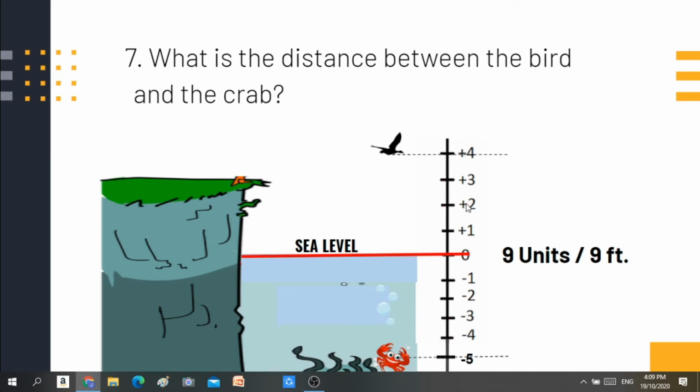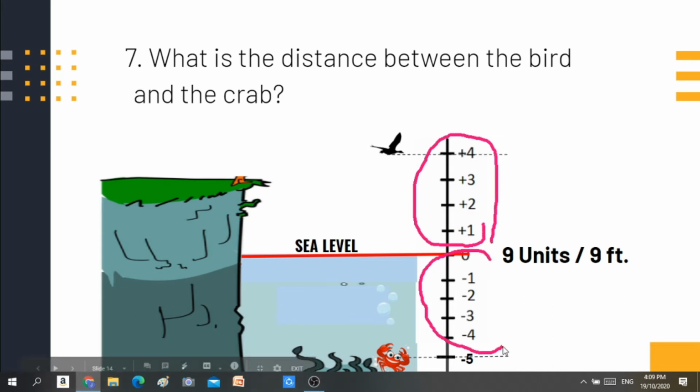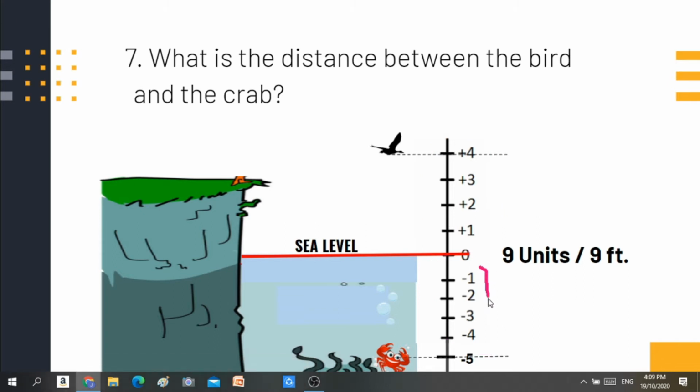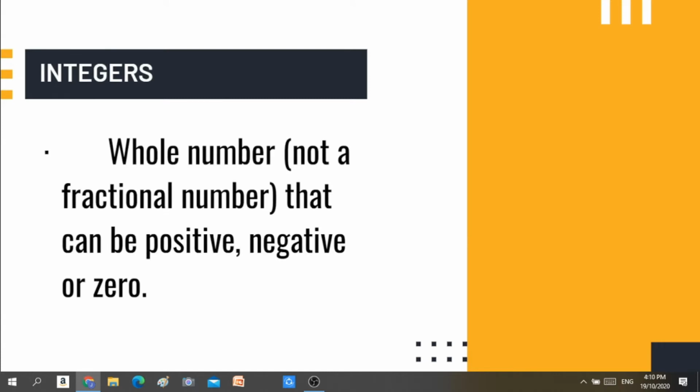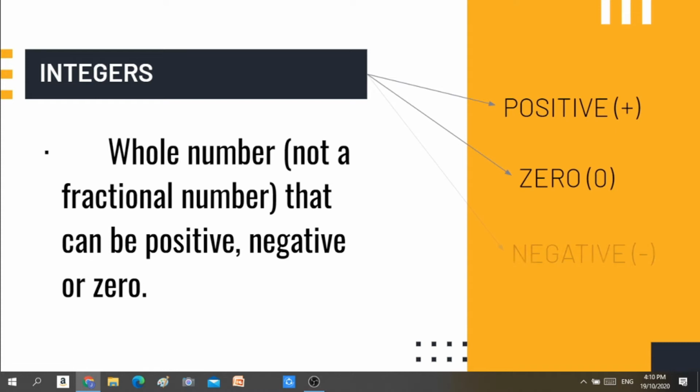So based on the activity, ano yung mapapansin nyo dito sa mga numbers na yan? So as representation, sa below sea level, ni-represent natin siya as negative numbers, and then sa taas, meron tayong positive numbers. And the sea level, kinonsider natin as 0. So ano kayang tawag natin sa mga yon? So that's what we call the integers. Integers are whole numbers, not fractional numbers, that can be positive, negative, or 0. Meaning to say, positive numbers, 0, and negative numbers are considered as integers. And remember, not a fractional number.